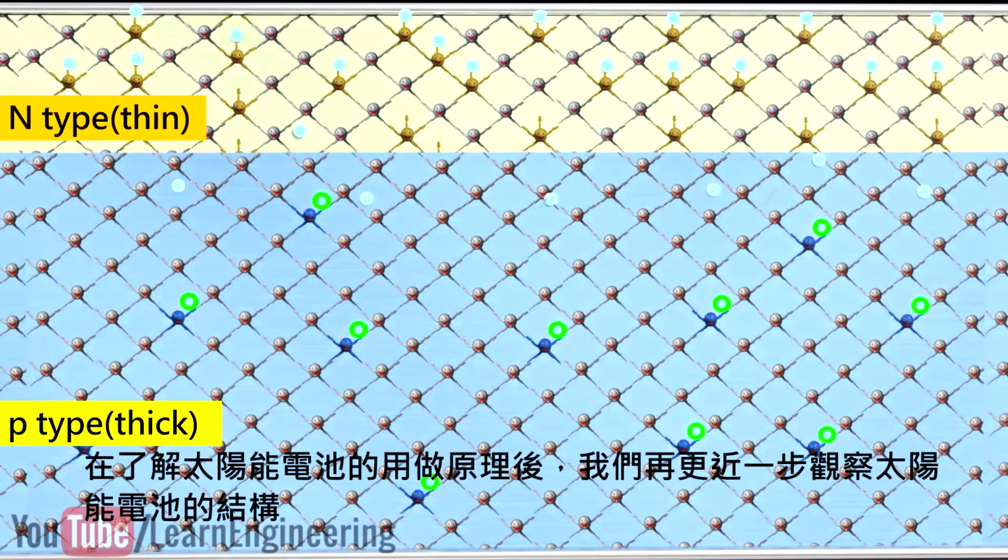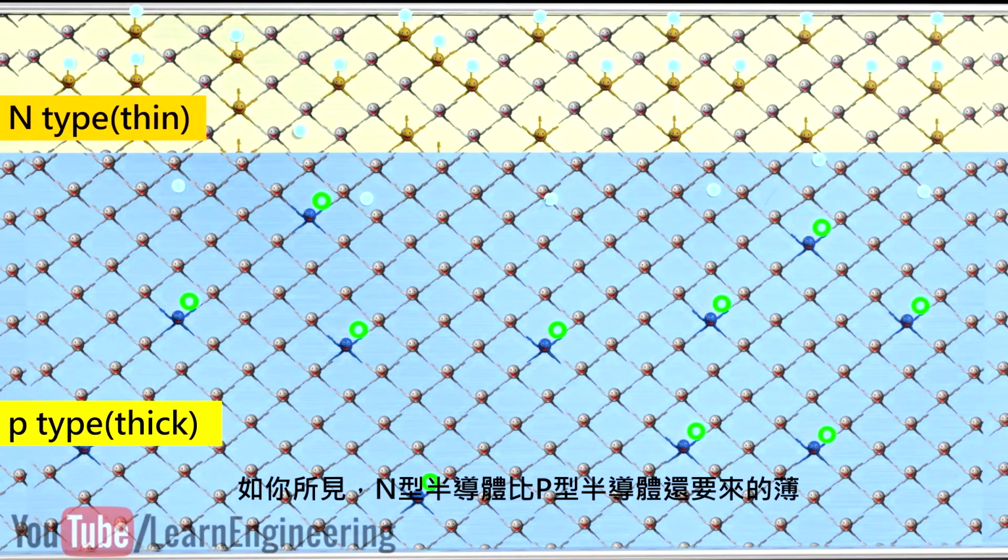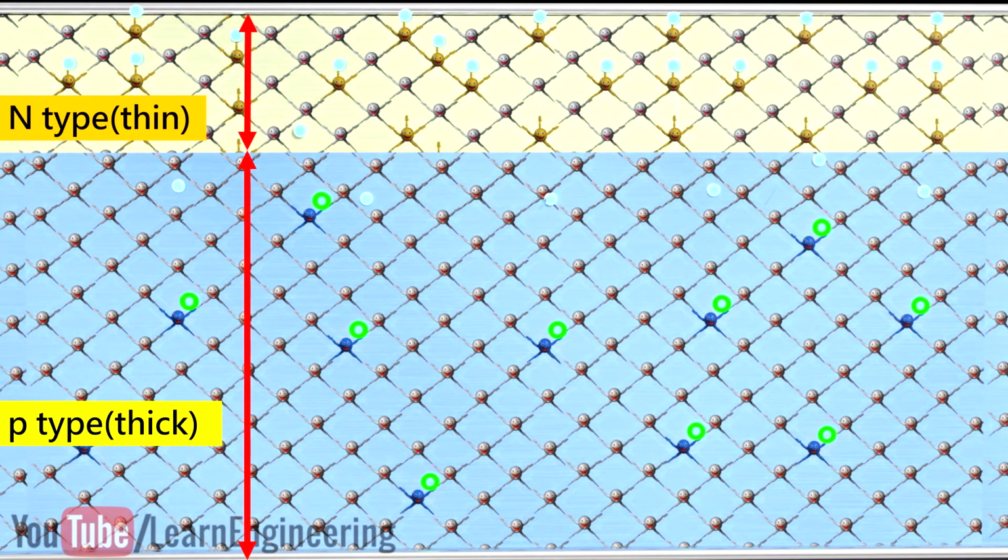After understanding the working process of a solar cell, let's look further into the structure of a solar cell. As you can see, the n-type area is much thinner than the p-type area. This is to increase the performance of the cell.